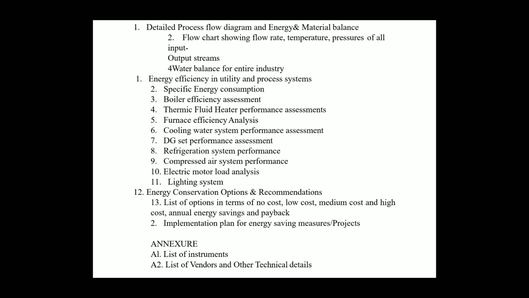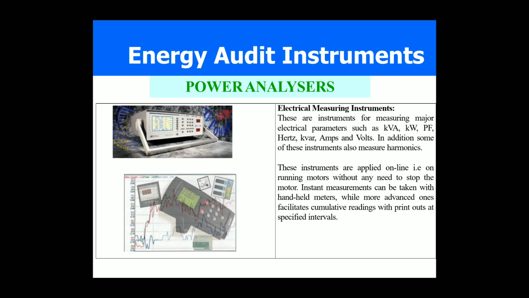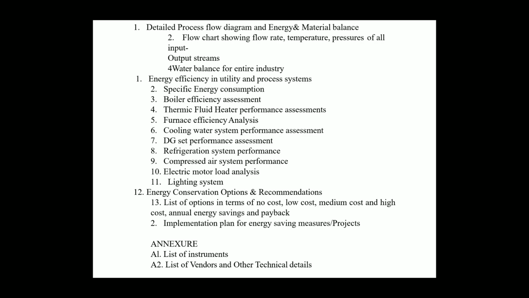Then next is the annexure. A1 is the list of instruments, A2 is the list of vendors and other technical details. These are the reports which are generated by the energy audit of any industry.